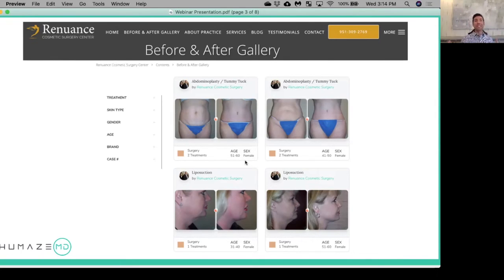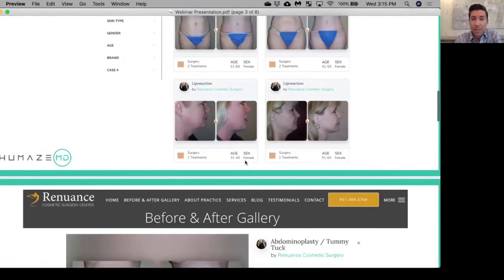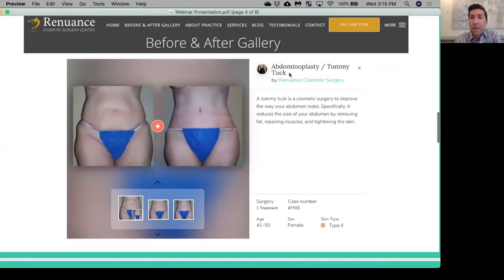What we built is an interactive gallery that allows patients to go there and scroll through the entire feed. And sometimes they find things that they didn't even know the doctor could do. This is just a screenshot from Renuance Cosmetic Surgery, but this is an abdominoplasty tummy tuck, and you can click on the image, which is an enlarged image of that. There could be other tags along with that. So it could be a breast augmentation in conjunction with some other treatment. You get a description of the procedure, and then the relatable information: age 41 to 50, female, skin type 2.